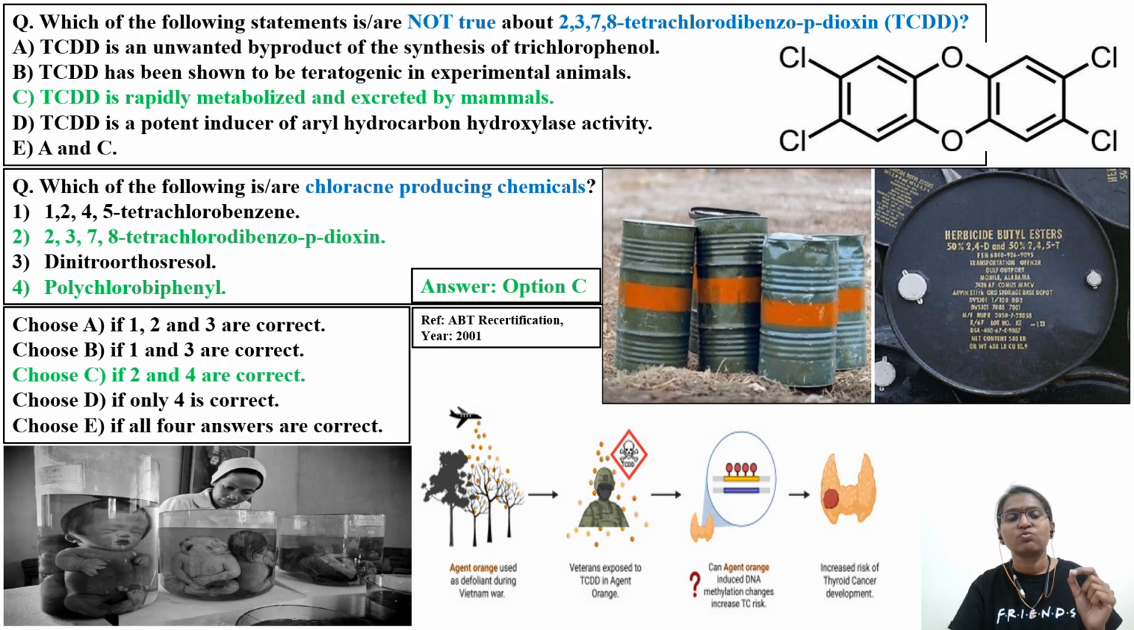So first option is 1,2,4,5 tetrachlorobenzene. Option 2 is 2,3,7,8 tetrachlorodibenzo-p-dioxin. Option 3 is dinitro-orthocresol. Option 4 is polychlorobiphenyl. The right answer will be in the green text, that is option 2 as well as option 4: 2,3,7,8 tetrachlorodibenzo-p-dioxin and polychlorobiphenyl.